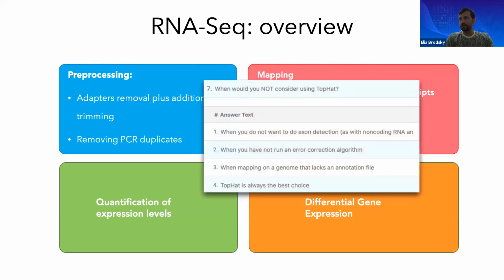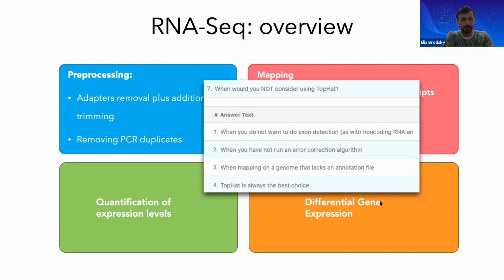So here's another question. When would you not consider using TopHat? So first, maybe let me ask, which part of this is TopHat? Pre-processing, mapping, quantification, or differential gene expression? Where in these 4 groups of methods does TopHat land? Okay, Ken, correct, mapping. Okay, but when would you not consider using TopHat? Thank you, Nahid.